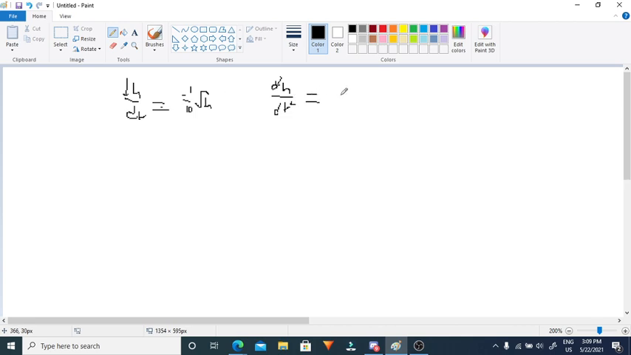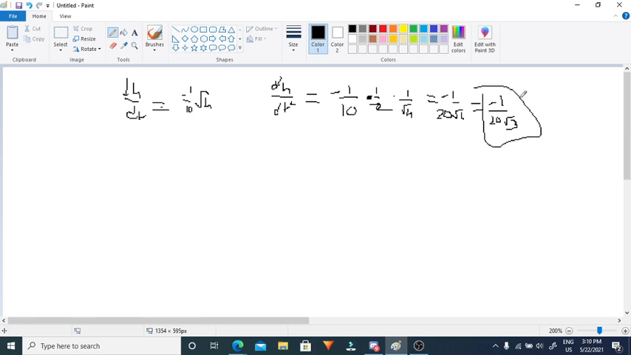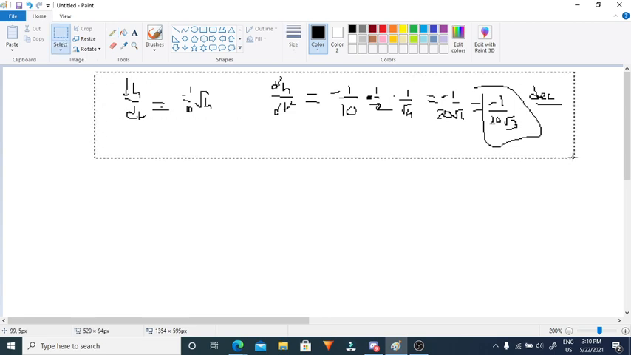When we do the derivative, it's going to be negative 1/10 times, well, this is h to the 1/2, so times 1/2, and then 1/2 minus 1 is h to the negative 1/2, so it's times 1 over root h. So negative 1/20 root h. When h is 3, it's going to be negative 1 over 20 root 3, which is a negative number, which means it's decreasing because it's negative. There we go. So decreasing.